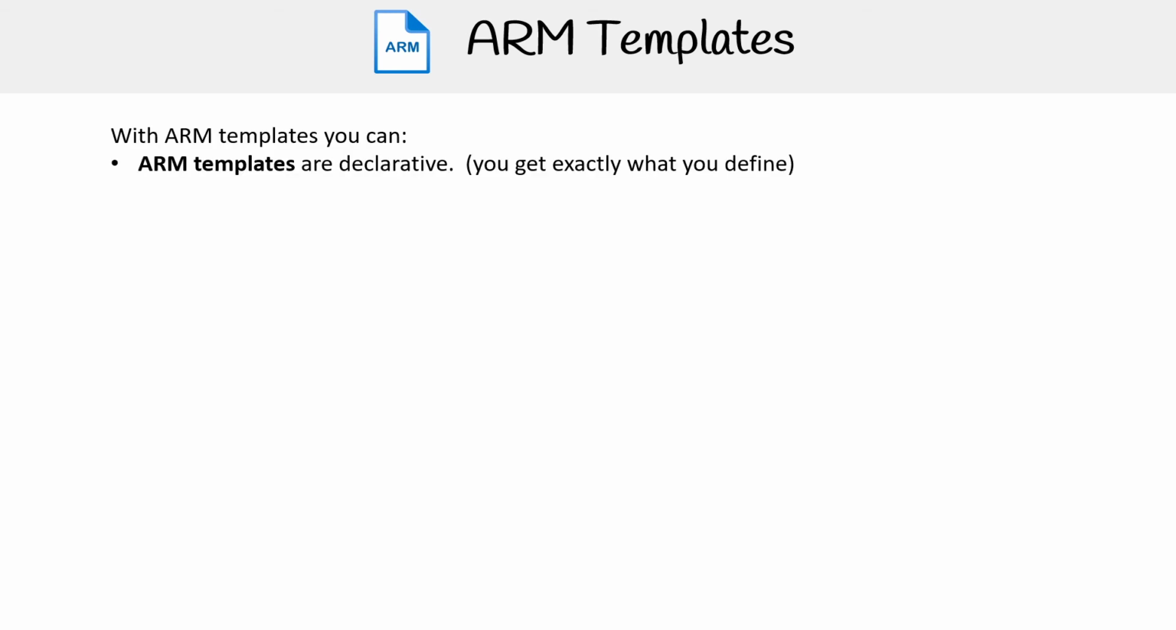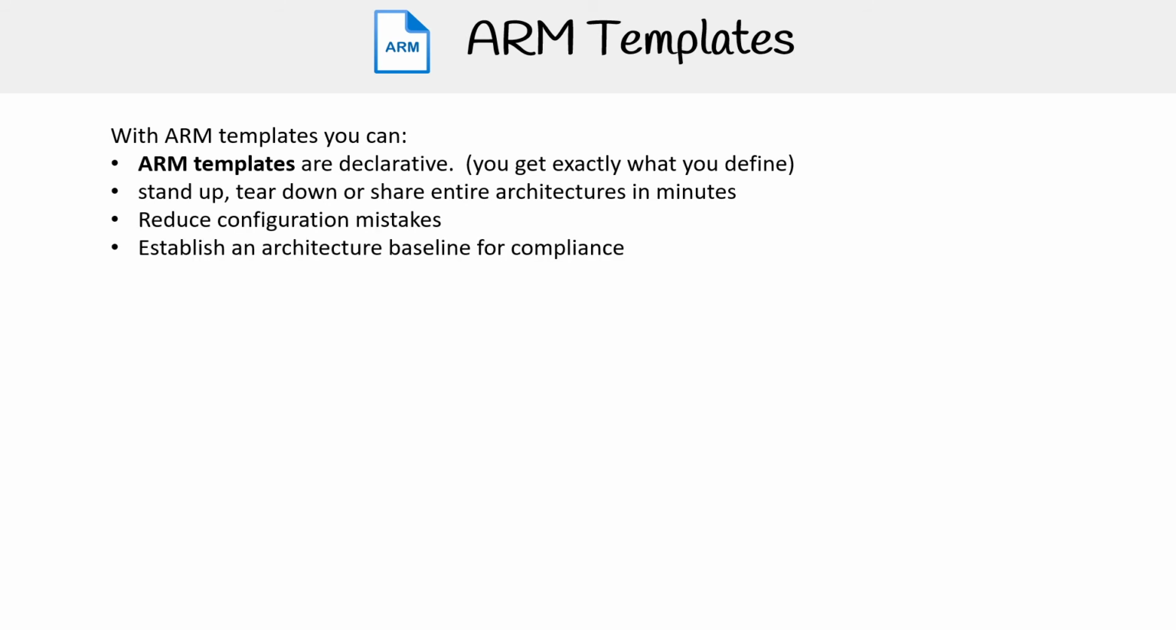But let's just run through the big list of what you can do with an ARM template. I know this is a big boring list, but let's just get through it as quickly as possible, just so we know what we can do with ARM templates. So with ARM templates, they're declarative. So what you see is what you get. You can stand up, tear down, share entire environments in minutes. You can reduce configuration mistakes. You can establish an architectural baseline for compliance.